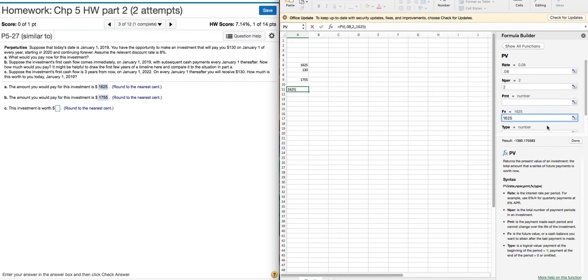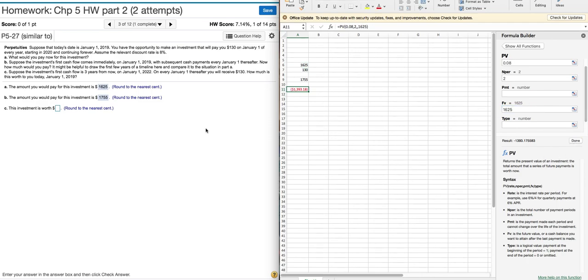So what we're doing is we're discounting the value that we calculated in part A by 2 years, because we would be willing to pay less than $1,625 if our cash flow payments, our $130, are going to be delayed by 2 years. So in this case, the present value of this scenario where we have a 2-year delay is really $1393.18. That's how much we would be willing to pay, or how much the investment would be worth.